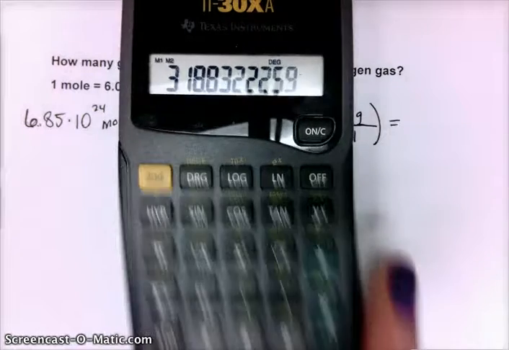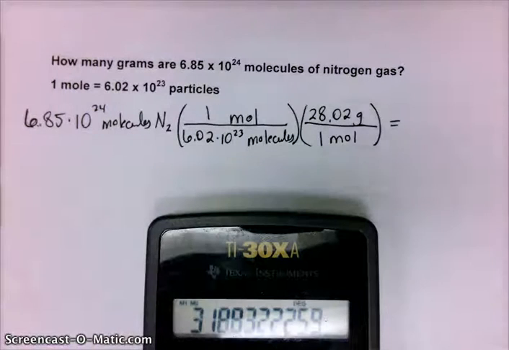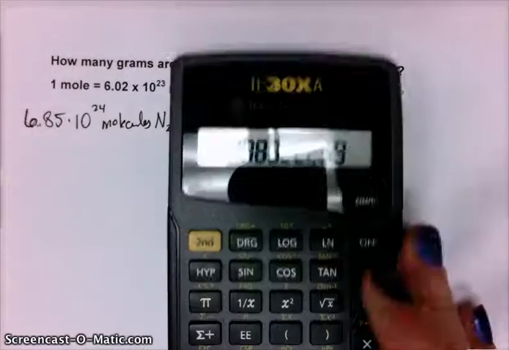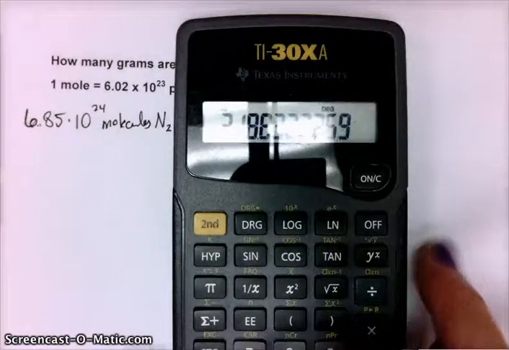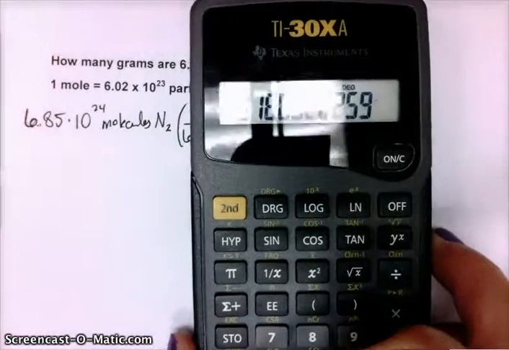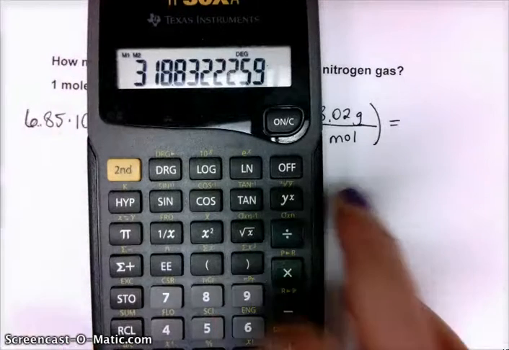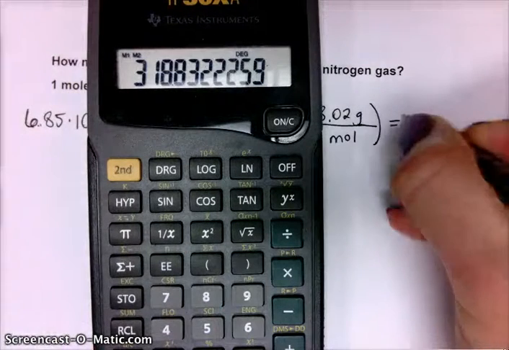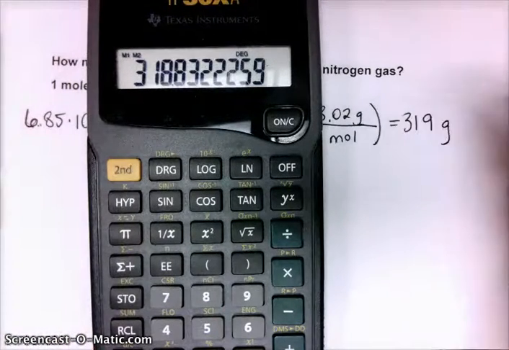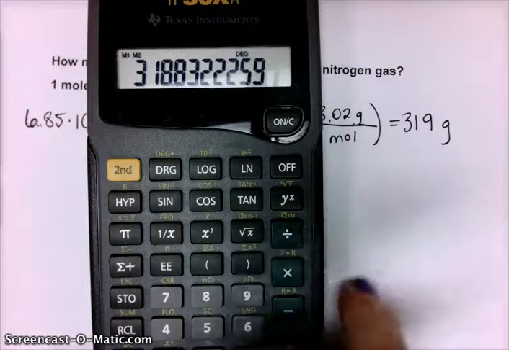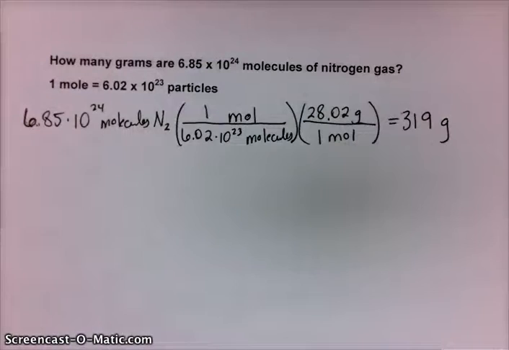We started with 3. Avogadro's number has 3. Our molar mass had 4. The least is 3. So 318.8 rounds to 319. 319 grams, because the 8 rounds up, so 319 grams is our final answer.